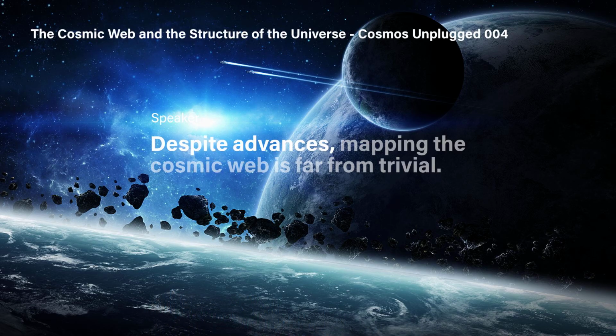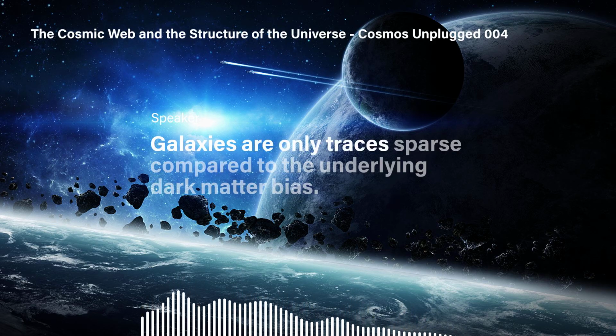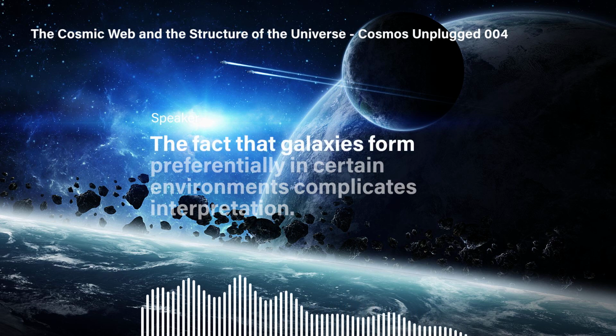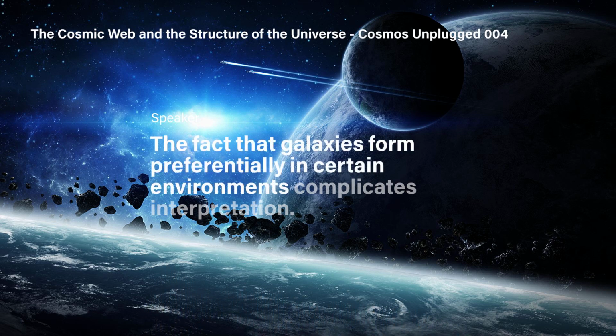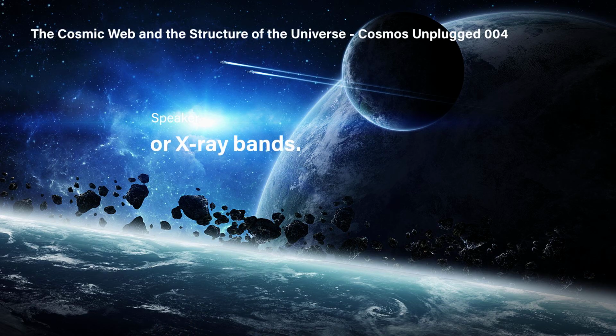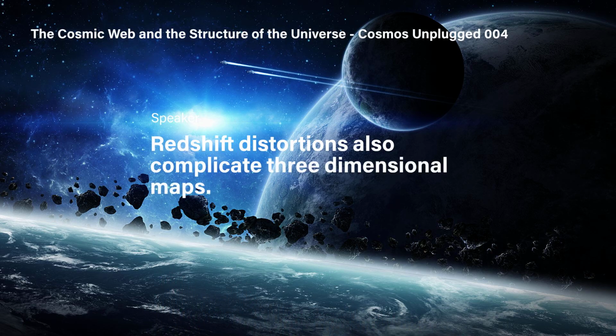Despite advances, mapping the cosmic web is far from trivial. Galaxies are only tracers, sparse compared to the underlying dark matter. Bias, the fact that galaxies form preferentially in certain environments, complicates interpretation. Observing gas in filaments is even harder, as the WHIM is diffuse and faint, requiring long exposures in ultraviolet or X-ray bands. Redshift distortions also complicate three-dimensional maps.